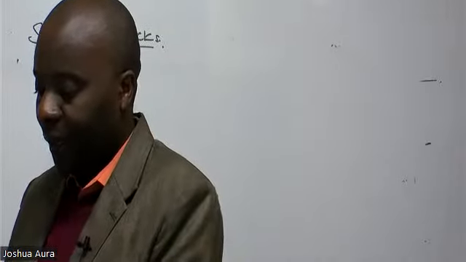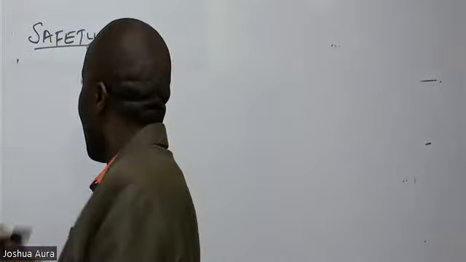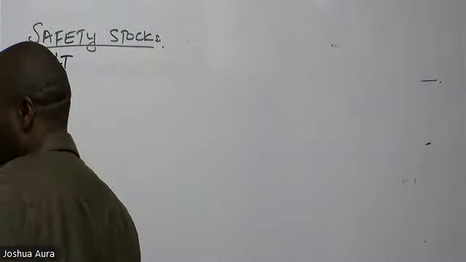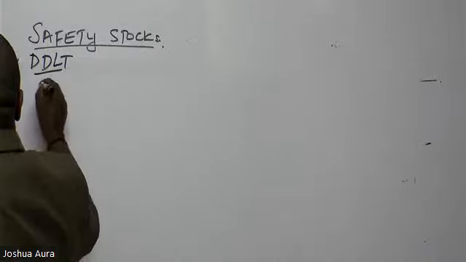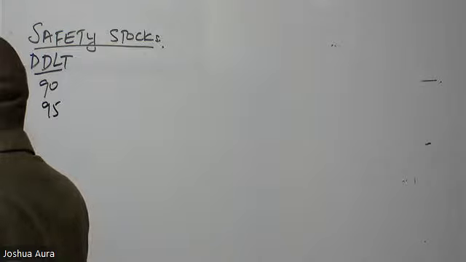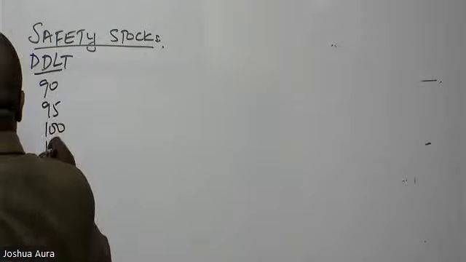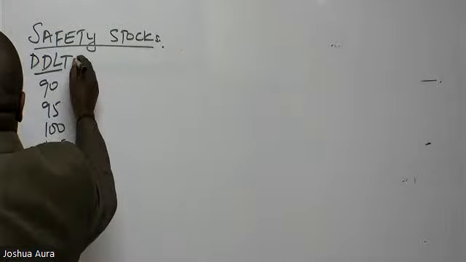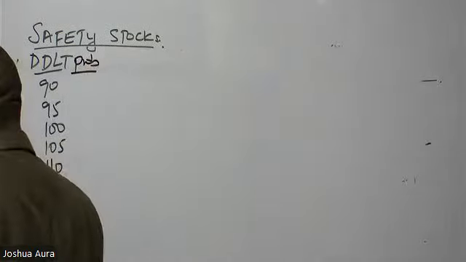So this is a small example that is important. Just copy this down. We have here DDLT, and I'll tell you what this stands for. We have 90, 95, 100, 105, 110, 115. And then they've given us the probabilities.